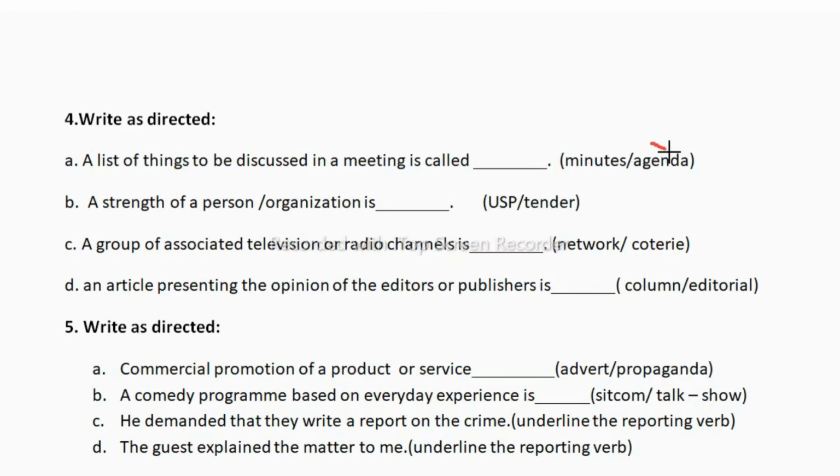Obviously we call it agenda. It is from technical vocabulary. Next one, a strength of a person or organization is dash, USP or tender. What is this? So first of all, let's see the meaning of these two.